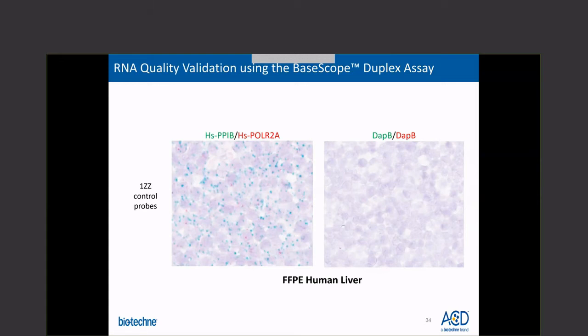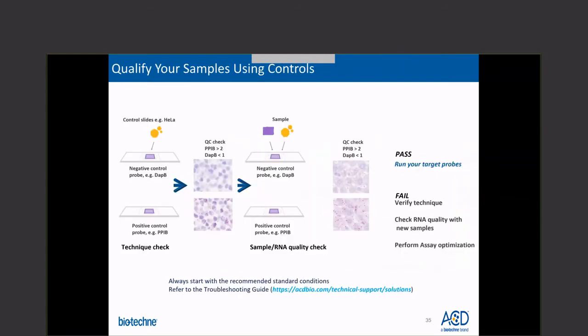Similarly, for BaseScope duplex assay, you will run the QC with positive control probes for two housekeeping genes, low expressing POLR2A and moderately expressing PPIB. If your sample passes QC, you can then move on to running your target probe. Otherwise, it is recommended to verify your technique, check RNA quality, or perform further assay optimizations.